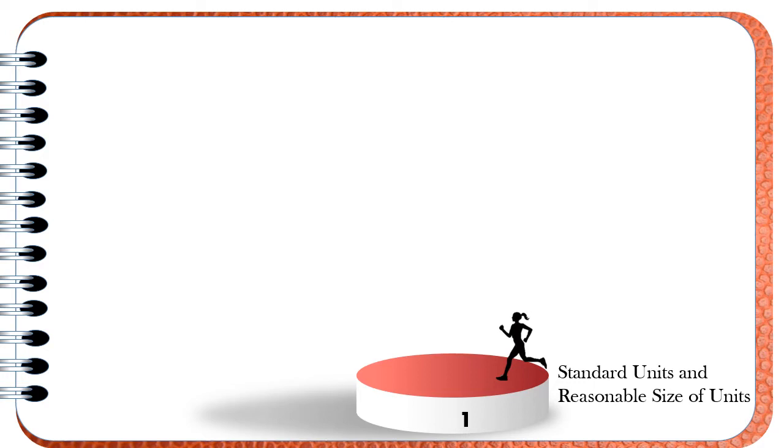Now let us see the assumptions of the law of diminishing marginal utility. The first assumption is standard unit and reasonable size of unit. Remember one thing, the law will only be applicable when we consume the commodity in standard units. What does it mean? It means, suppose we are consuming tea, we should consume a cup of tea, not a spoon of tea. The law will not be applicable when we are not consuming the commodity in standard units.